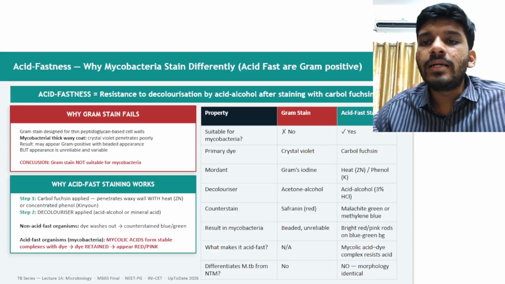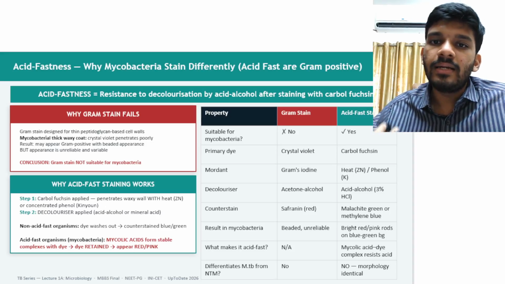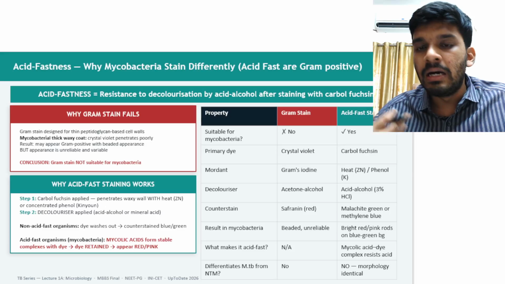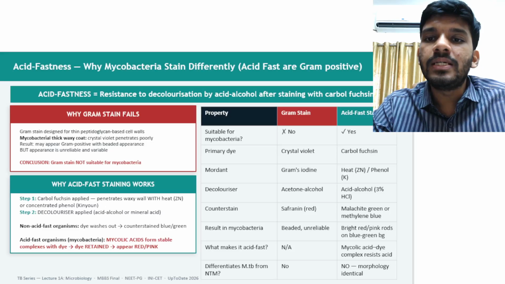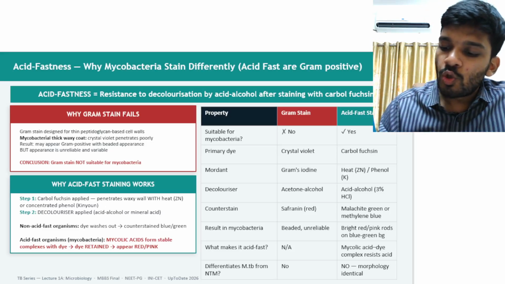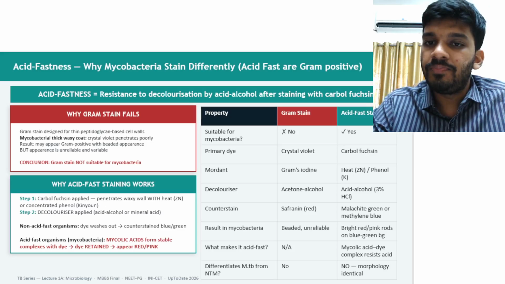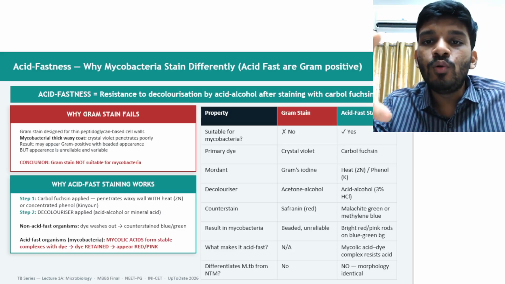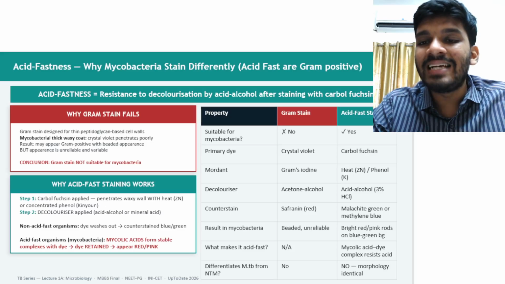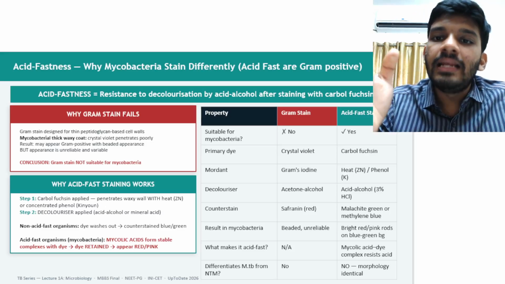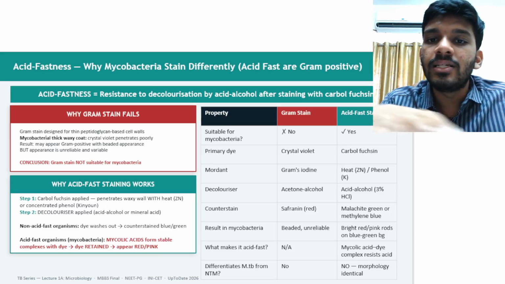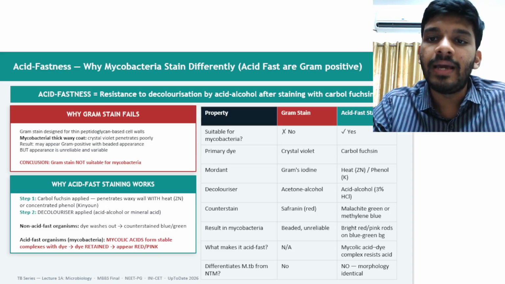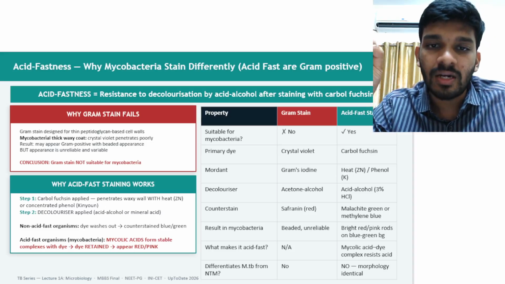Now, I told you that it is a gram positive, right? And gram positive means it is a weak gram positive, but the main staining that you use is acid fast staining. So why is it called acid fast? Okay, it means that even if you try to decolorize it using acid alcohol, it still remains stained with carbol fuchsin. It does not lose its staining by acid alcohol. That is called acid fast.